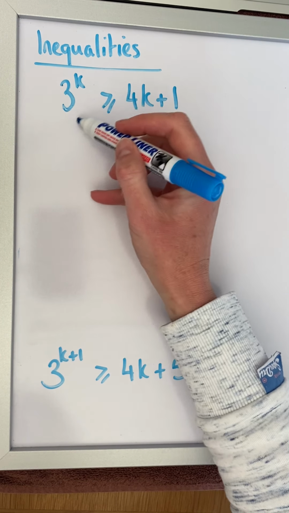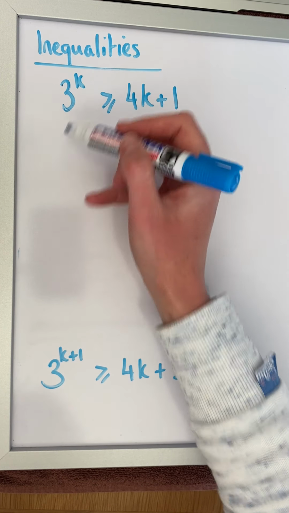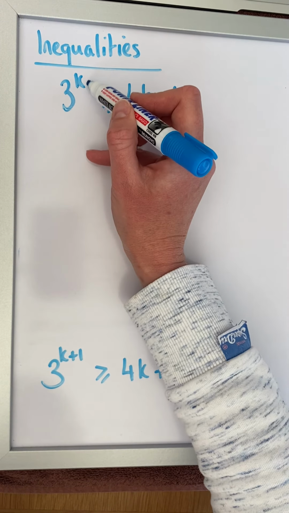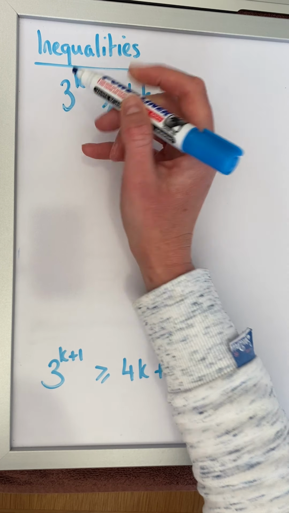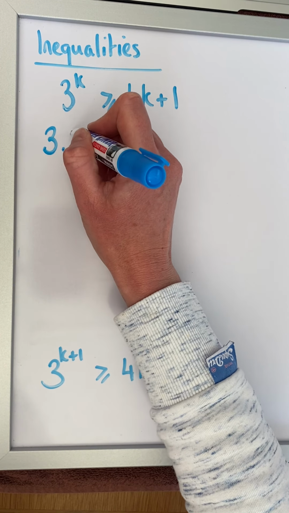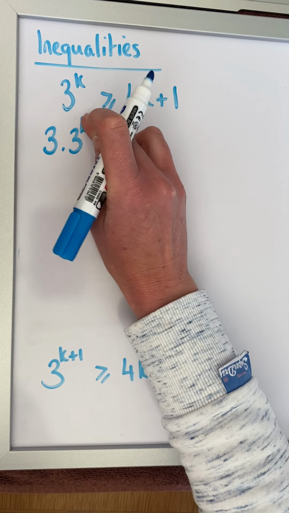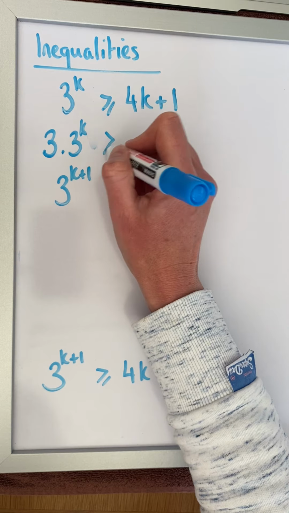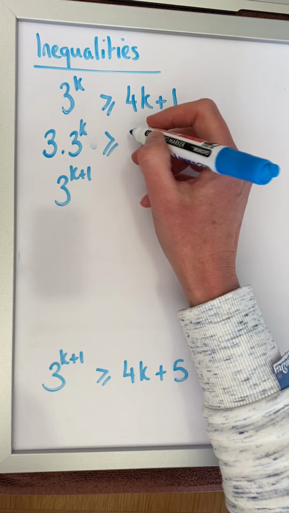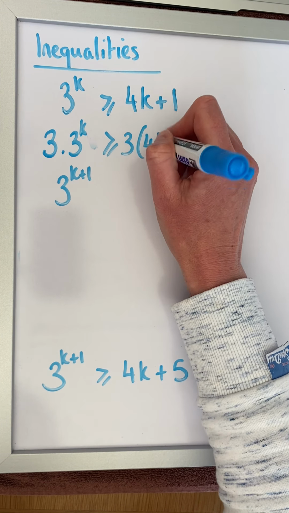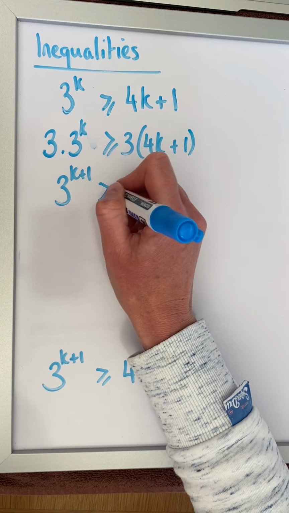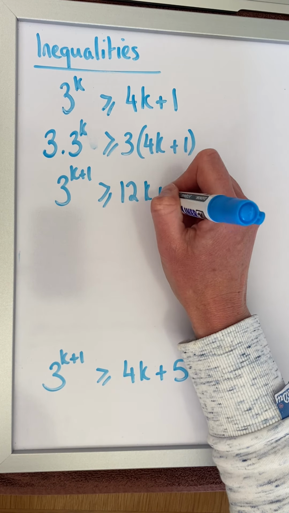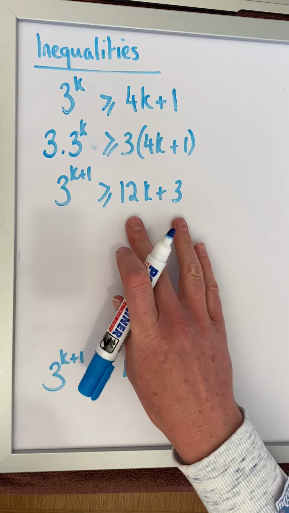The first thing we do is we work on the left-hand side. We want our left-hand side to be 3 to the power of k plus 1. Using our rules of indices, if we want to add 1 to this power, we have to multiply by 3. So 3 times by 3 to the power of k gives us 3 to the power of k plus 1. Now, if we're doing that to the left-hand side, we also need to do it to the right-hand side. So that'll be 3 times by 4k plus 1, which gives us 3 to the power of k plus 1 is greater than or equal to 12k plus 3. So now we've created our middle ground.